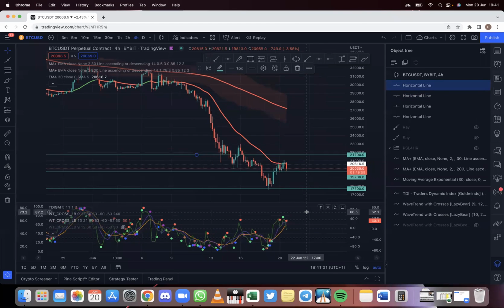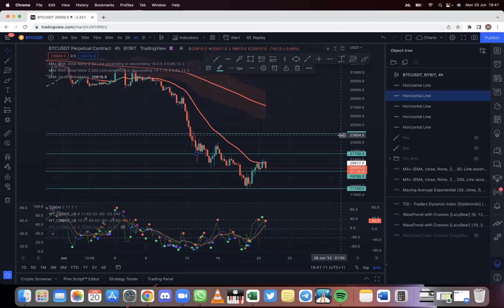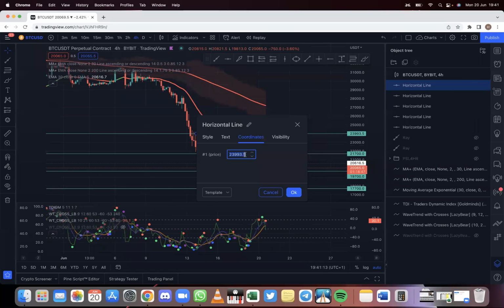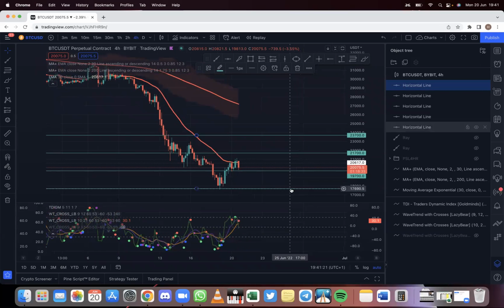We come to 21,700. And then from 21,700, we'll go to 23,700. Right. 23,700. And then if you want to measure the distances between each of them, there's a tool.